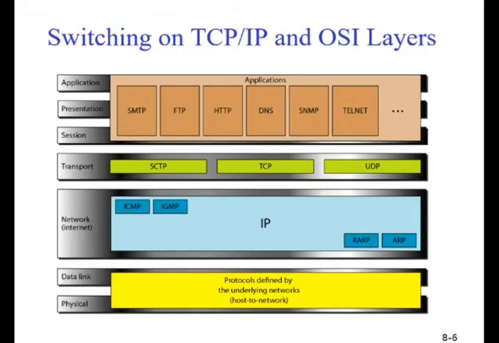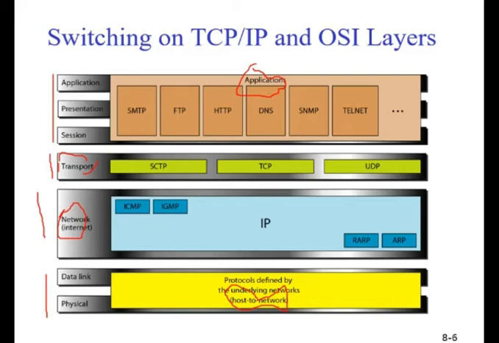As you can see, switching can happen at several layers of the TCP/IP protocol. Recap chapter number 2. We know that this is the first layer of TCP/IP called application layer. This is the second layer, which is called transport layer of TCP/IP. This is the third layer of TCP/IP, and then this is the fourth layer called host to network layer of TCP/IP. And we know that there are 7 layers in OSI as well.